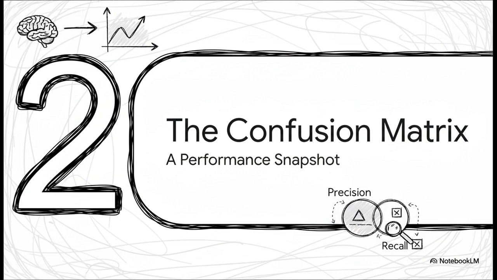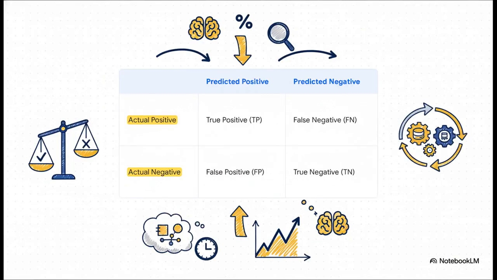Now, I know the name sounds a little intimidating, right? But trust me, it's actually a super simple but really powerful way to get a quick snapshot of how well our model is doing by comparing what it thinks is happening to what's actually happening. It's really just a simple little 4-box grid. It lines up what the model predicted against what actually happened. This lets us see not just if the model was right or wrong, but how it was wrong.